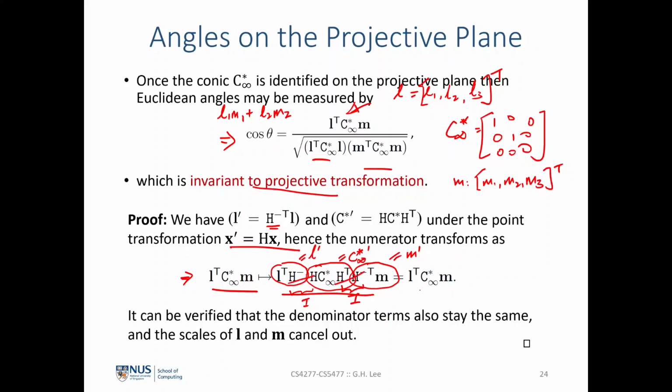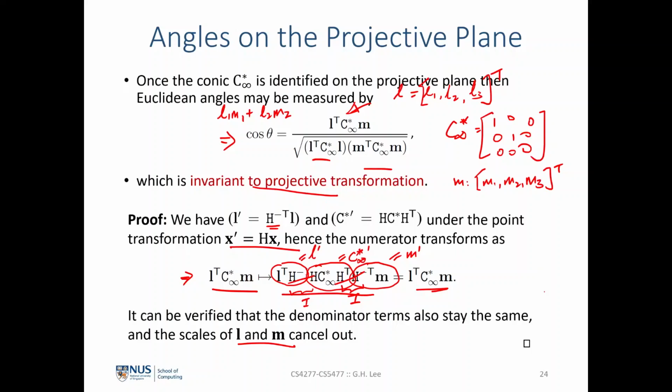And now let's look at the result. We will be left with L transpose C infinity star multiplied by M, which is equivalent to what we began with. And hence it can also be verified that the denominator terms would stay the same, because the denominator term is of the same format as the numerator term, and the scales of L and M will cancel out. Hence, we can conclude that by expressing the Euclidean angle in this expression, which incorporates the conic C star infinity, it would be invariant to projective transformation.